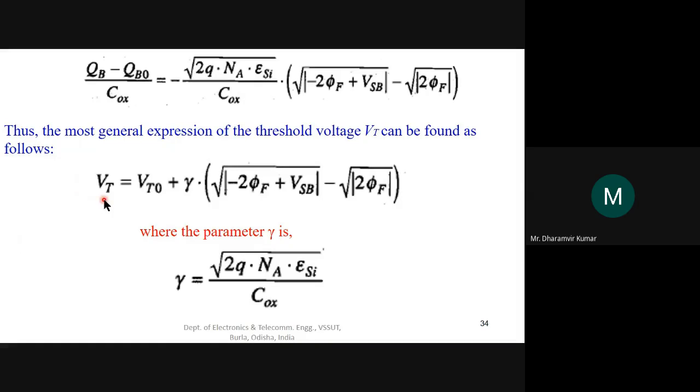That is, the threshold voltage Vt is equal to Vt naught, the threshold voltage when the body is at zero voltage, plus gamma into under root of mod minus 2 phi f plus Vsb, minus under root of mod 2 phi f. And this parameter gamma is given by this equation: under root 2 q Na epsilon Si by C oxide.